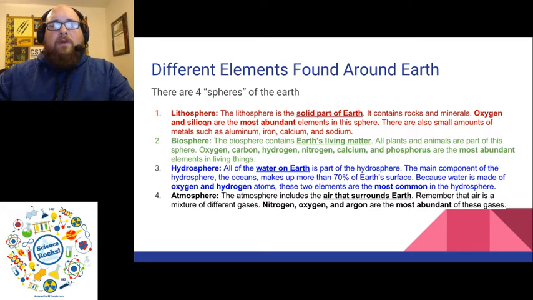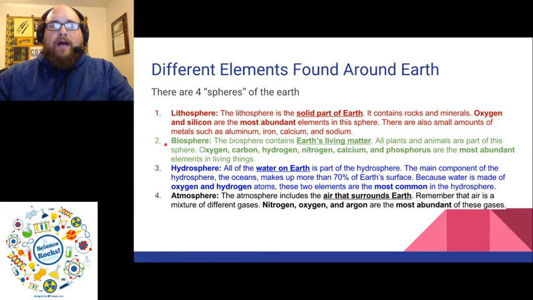Now, of course, there are small amounts of other elements, aluminum, iron, copper, gold, silver, anything like that that we can take out of the ground is found there, but not in the amount as we do with oxygen and silicon.